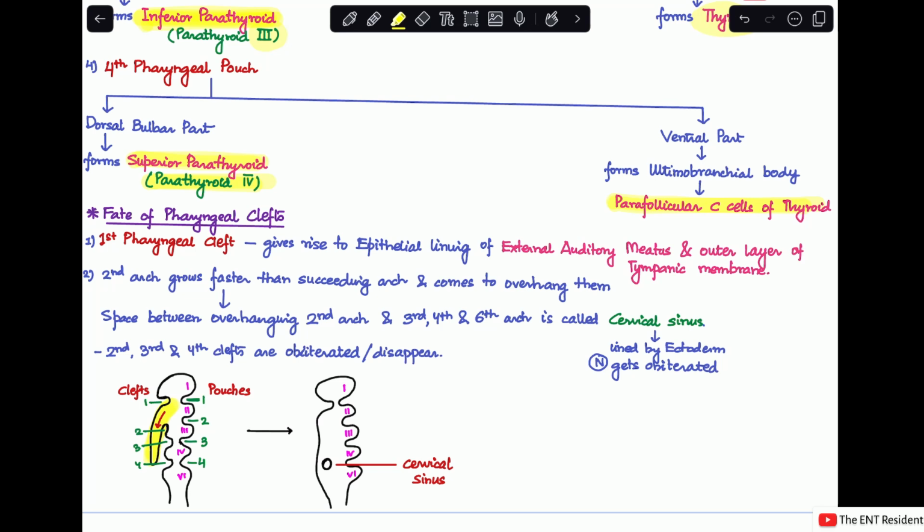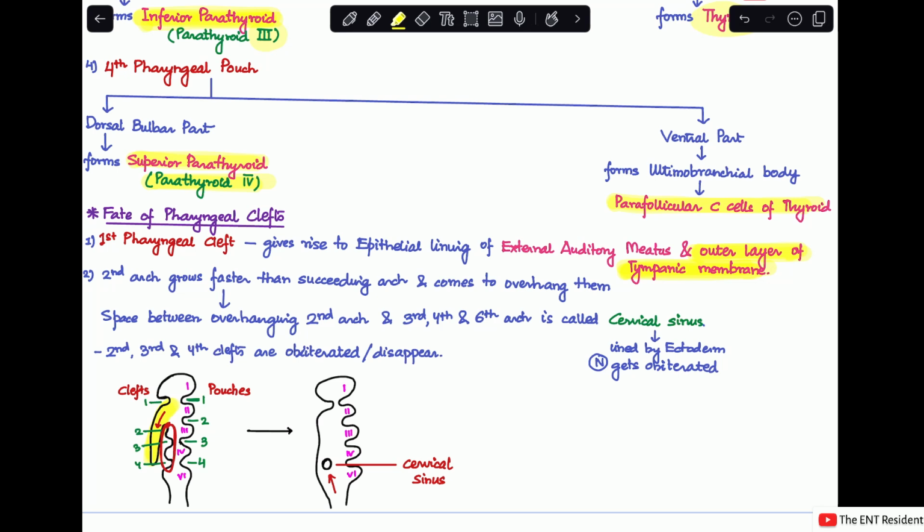The space that you see between the overhanging second arch and the third, fourth, and sixth arch is known as the cervical sinus. You can see over here, this region leads to the formation of the cervical sinus in the image. This cervical sinus is lined by ectoderm, and normally this ends up getting obliterated. So there is only the first pharyngeal cleft that you need to know about. The first pharyngeal cleft gives rise to the epithelial lining of the external auditory meatus and the outer layer of the tympanic membrane. The inner layer of the tympanic membrane is formed by the first pharyngeal pouch.